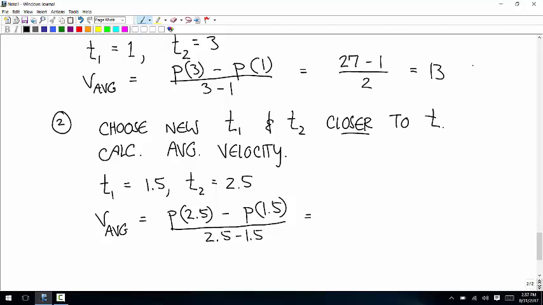What's 2.5 to the third power? 15.63. And what's 1.5 to the third power? 3.38. Okay, yeah, that's fine. And then divided by 1. And so what do you get for that? 12.25. Okay, so does anyone have any questions about what I'm doing so far?